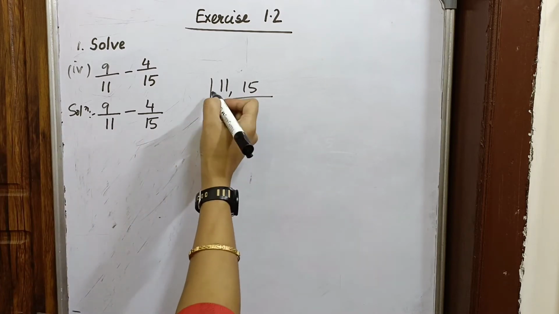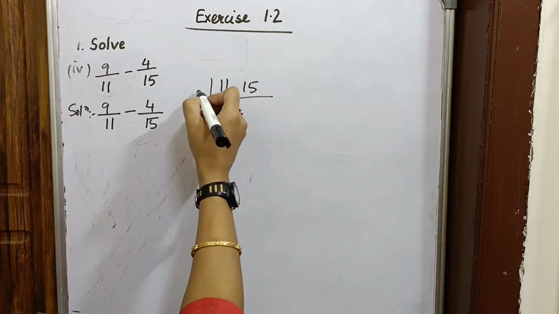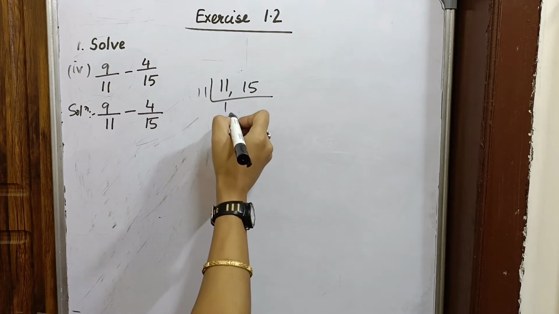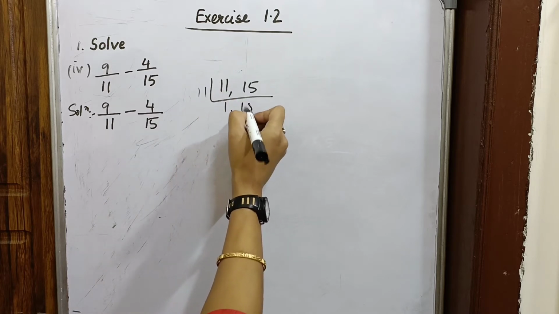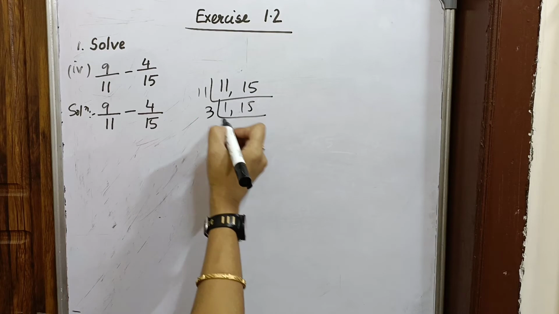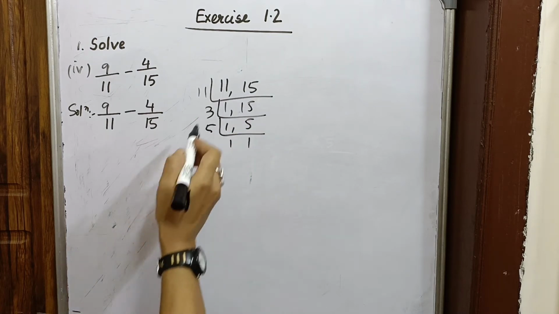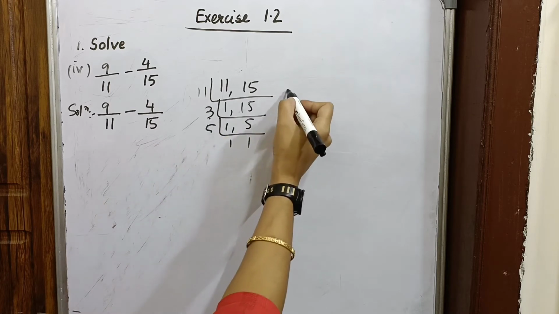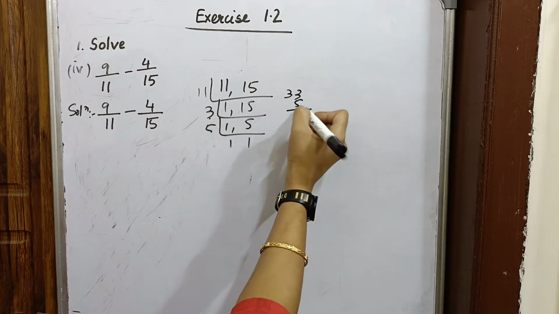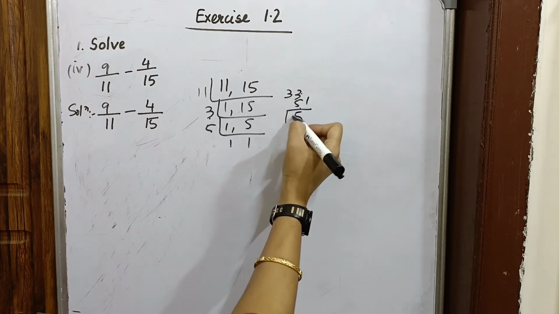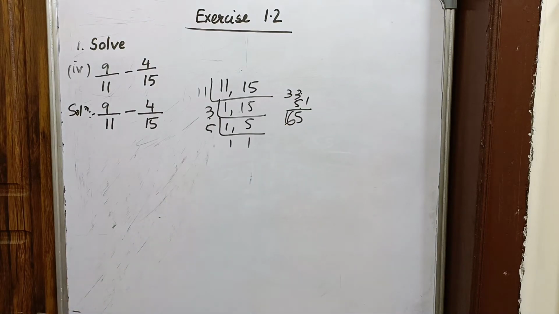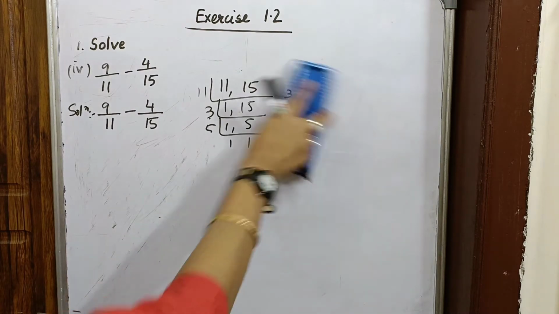So 11 is 11 into 1, and 15 is 3 into 5. So 11 threes are 33, and 33 into 5, 5 threes are 15, gives 165. So the LCM of these two is 165.